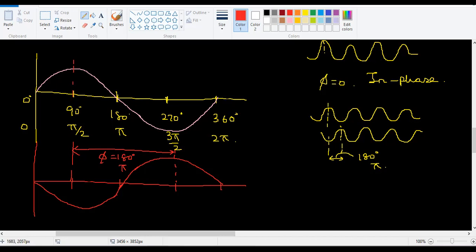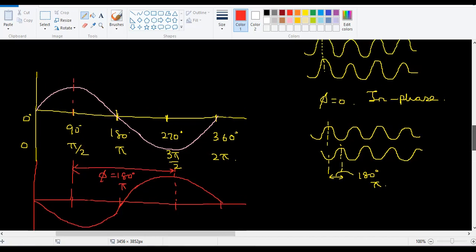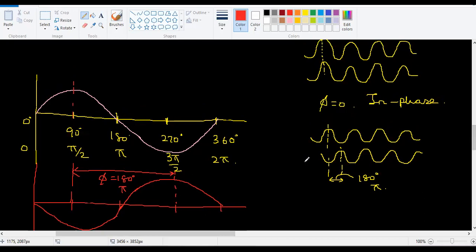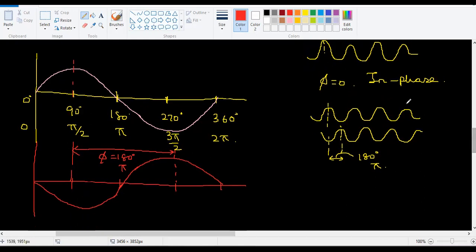If you don't understand this, that's what I tried to show you in this wave. When this is going up, this is going down. So Chaitanya, to make it clear for you, it's good that you got confused here.